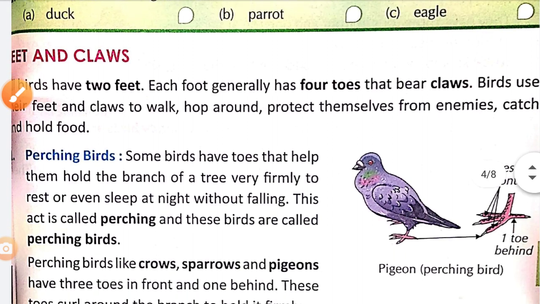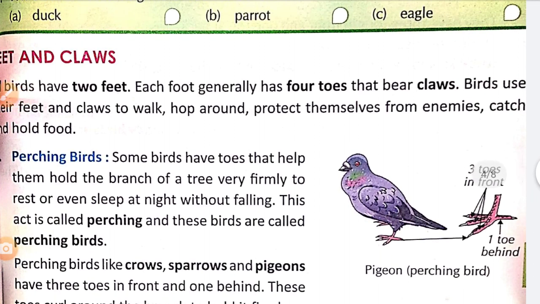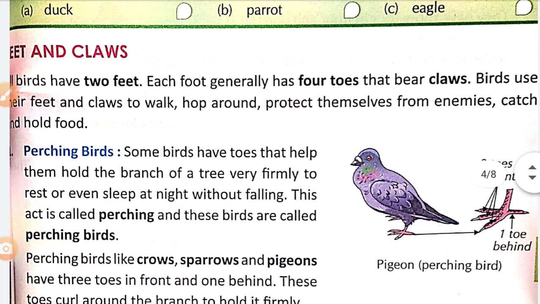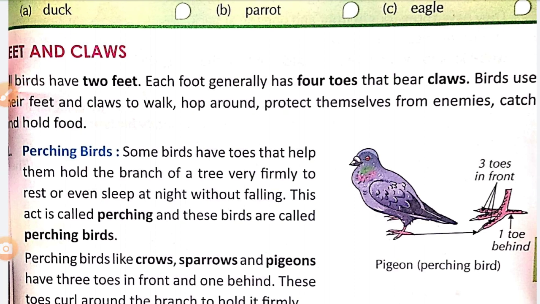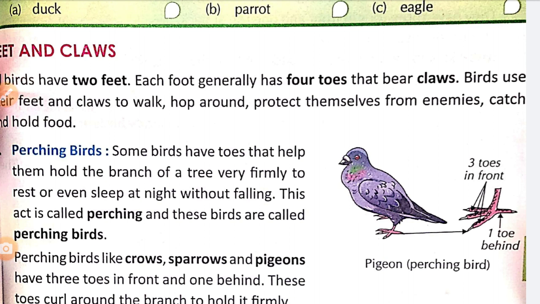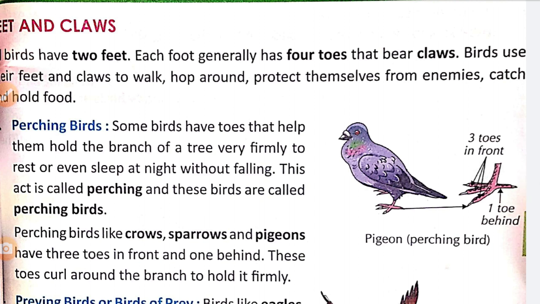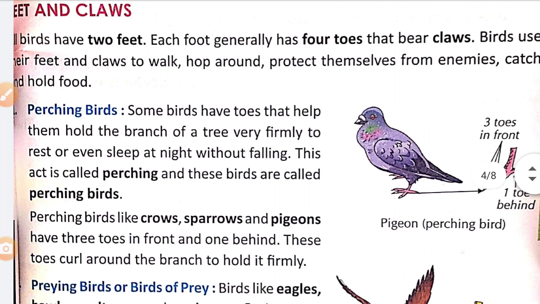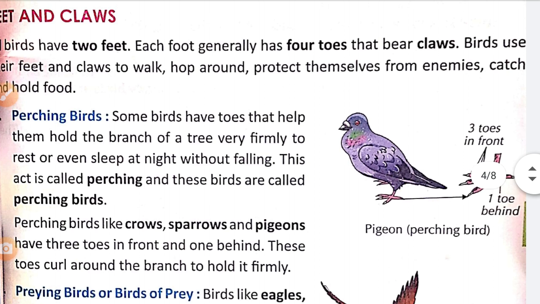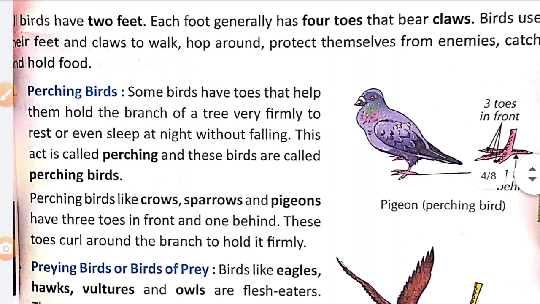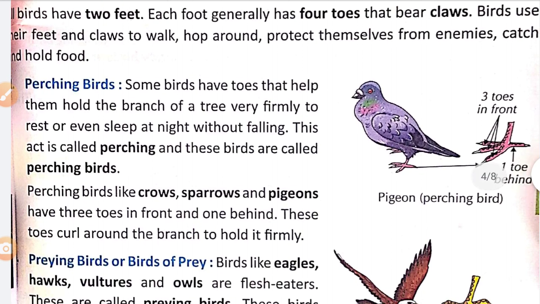Next is the students' feet and claws. All birds have 2 feet. Each foot generally has 4 toes and bears claws. Birds use their feet and claws to walk, hop around, and protect themselves from their enemies, catch and hold the food.